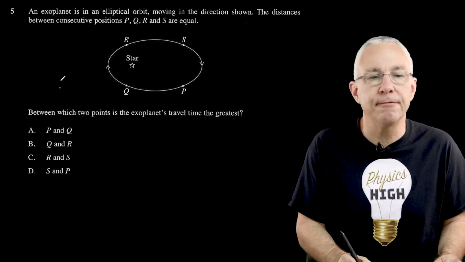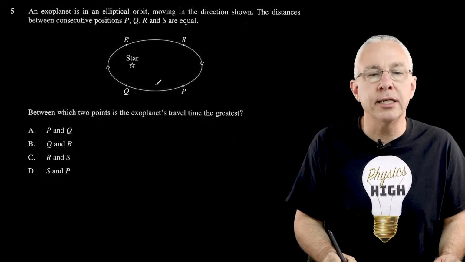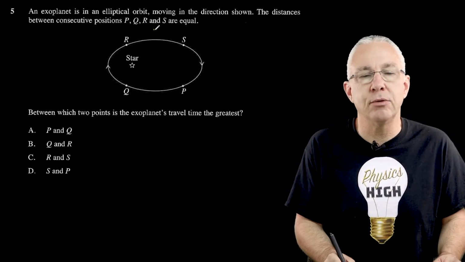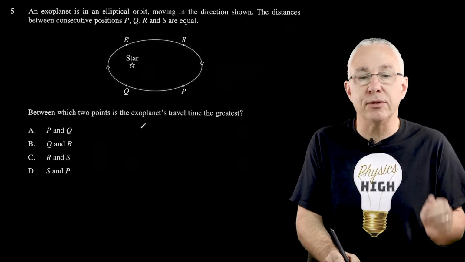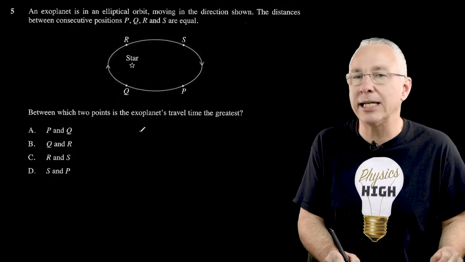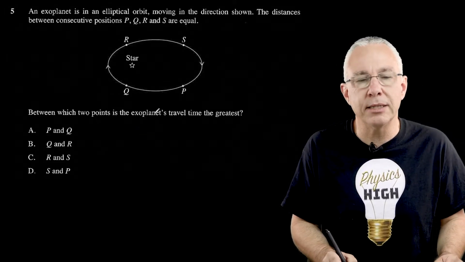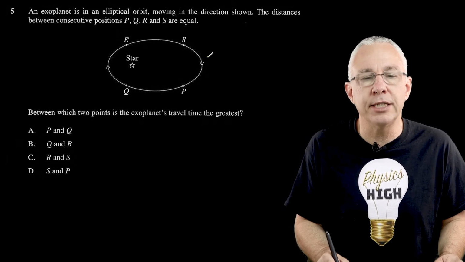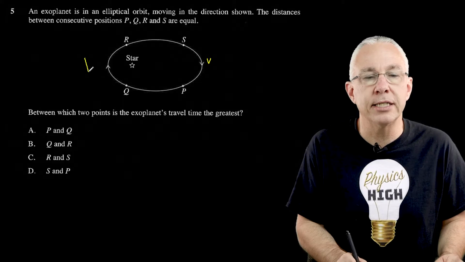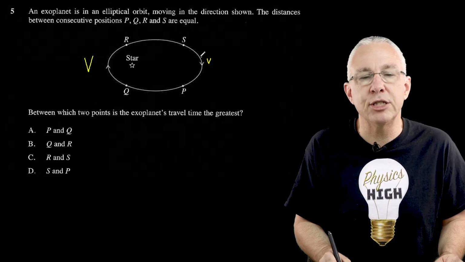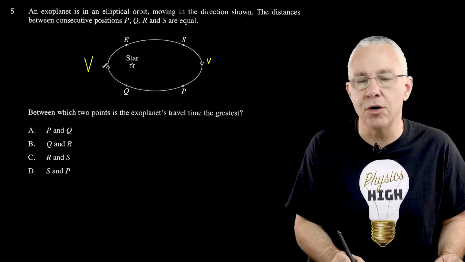Question number 5. An exoplanet is in an elliptical orbit moving in the direction shown, and the distance between consecutive positions P, Q, R, and S are equal. Between which 2 points is the exoplanet's travel time the greatest? Now, this is about Kepler's second law. We have an elliptical path, but importantly with Kepler's second law, the velocity over here is small and the velocity over here is large. That is, it's moving much slower when it is further away from the star than it is moving closer.